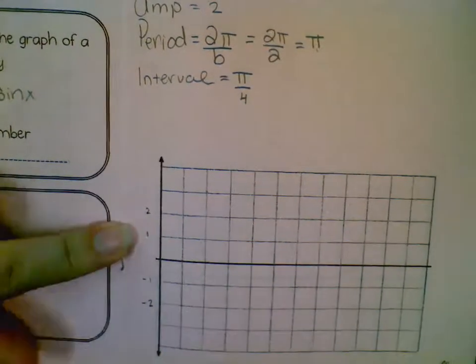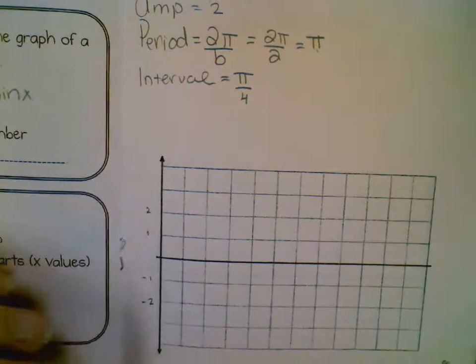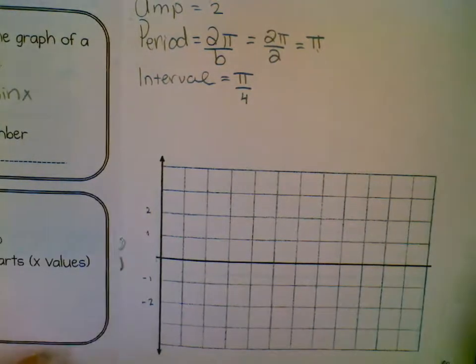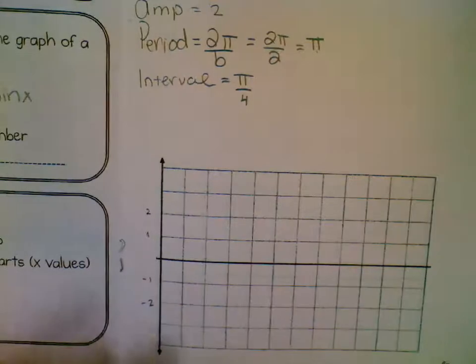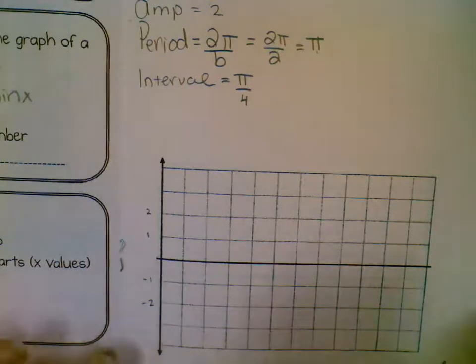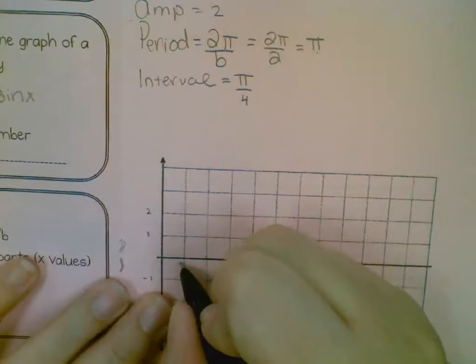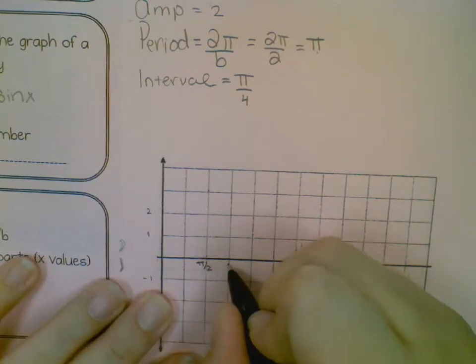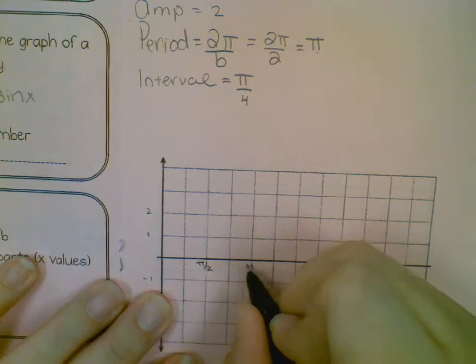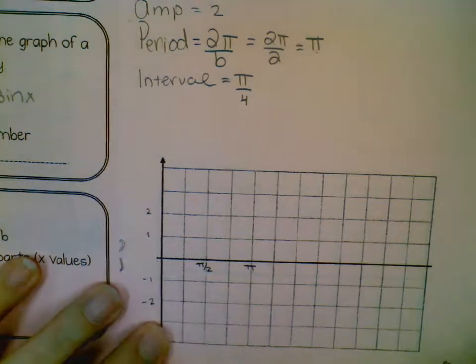We're changing our scale. As far as the x-axis goes, most of the time I will make each box be equal to what our interval is, because that makes it easier when we have to shift our graphs. So each box will be pi over 4. So that'd be pi over 4, pi over 2, 3 pi over 4, and pi. So from there we would just plot our points.